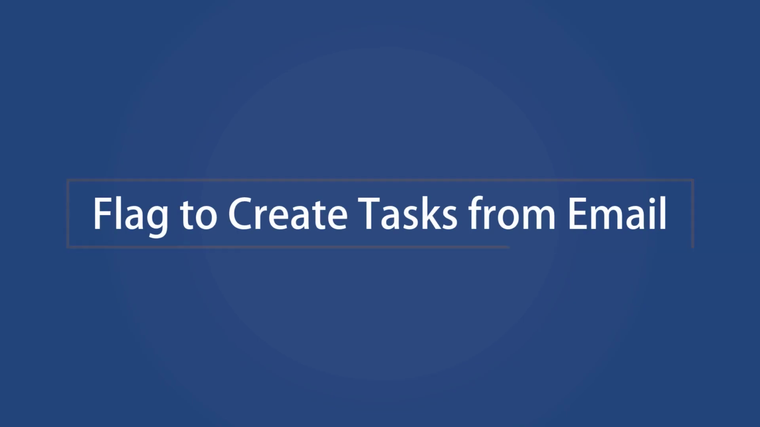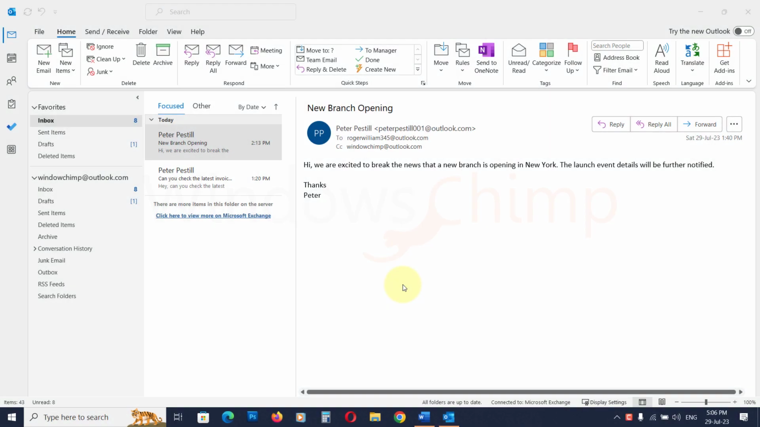Flag to create tasks from email. All right, let's talk about how to efficiently triage everything that lands in your inbox. With the previous tips, we've managed to reduce the overwhelming number of messages. So now you should have a much more manageable list that needs your attention. Take this first message, for example.